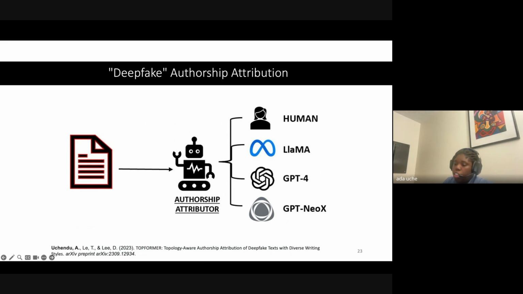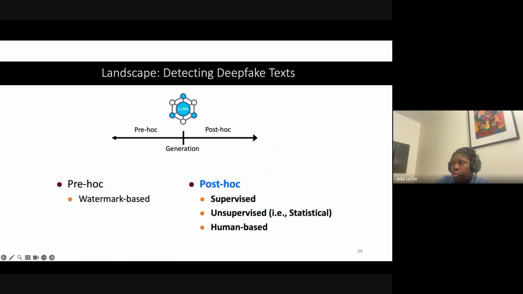So all human authors are just given the label human. You can also use separate humans as well. You can use, like, maybe Washington Post versus New York Times versus Llama versus GPT-4. But for simplicity, I used one label for human.